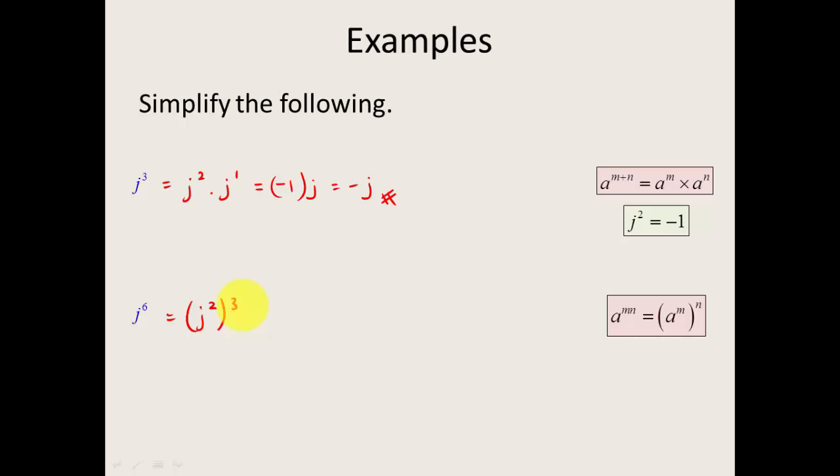So this is correct. Once again, j squared is -1. So I'm going to replace my j squared here with -1 and the cube remains. So what is -1 to the power of 3? Isn't that just -1? And this is the simplest form.